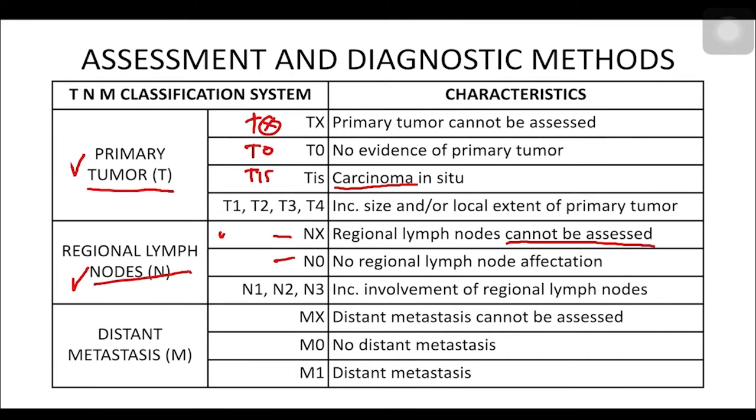And then N1, N2, N3, there is affectation in lymph nodes, usually swollen, warm, and then there are other signs and symptoms. Okay, so the easiest of all is the metastasis. MX, no metastasis with the laboratories and diagnostics. M0, there is probable metastasis but it does not spread. And later on, M1, it has spread. It's no longer in the localized area, it spread out to the nearby areas. So, it's much easier.